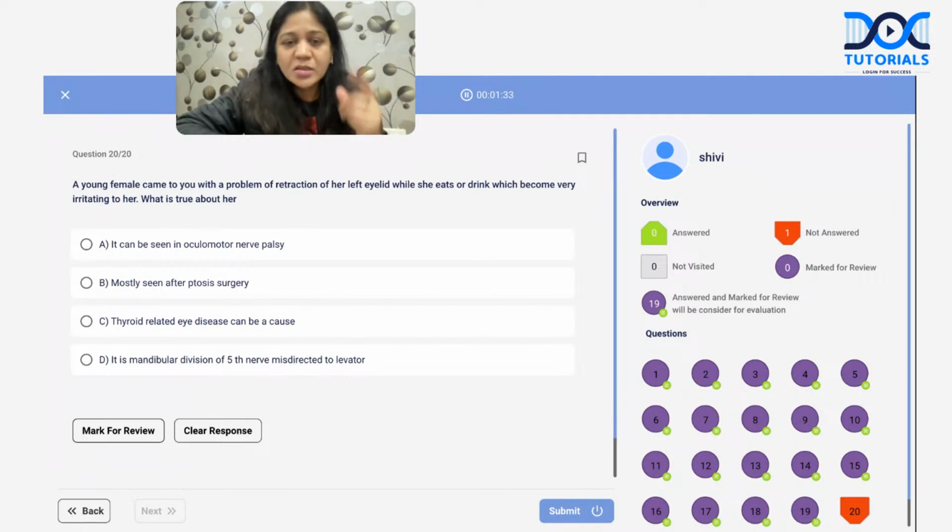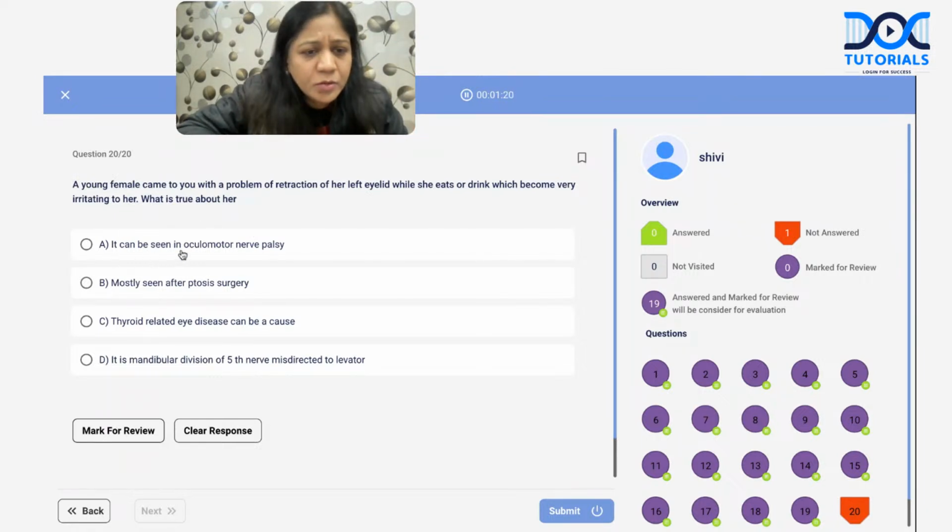Eating or taking the jaw to the opposite side retracts your lid, isn't it? This is Marcus Gunn jaw winking, which has become very irritating to her. Obviously, this is irritating, and there's a retraction. This looks bad, isn't it? So it can be due to oculomotor nerve palsy? No, Marcus Gunn jaw winking is not due to oculomotor nerve palsy.